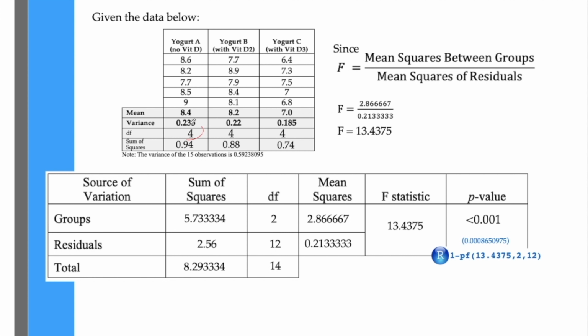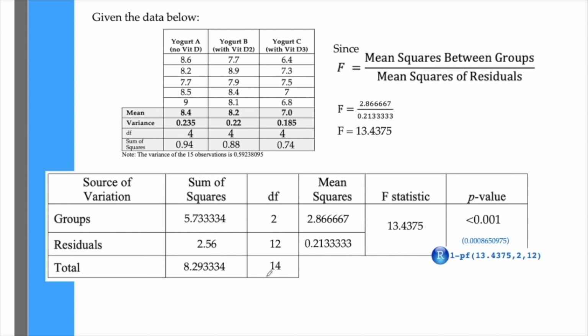We started with the DF, which is simply the number of samples per group minus 1. So since each group here has 5 samples, 5 minus 1, we had 4. And getting the sum of that, we had 12. Next, we computed the sum of squares, which is the sample variance times degrees of freedom. So multiplying this, we had 0.94. Multiply this, we had 0.88. Multiply this, we had 0.74. And adding these 3 values, we had 2.56.